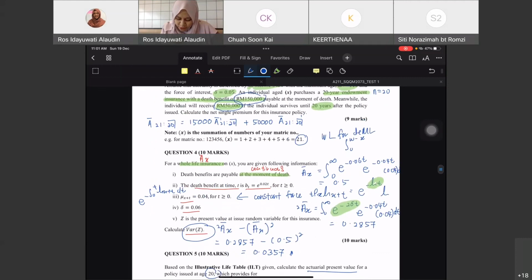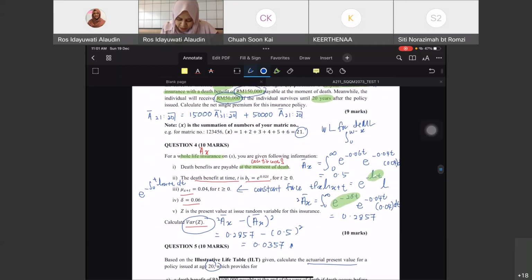I forgot to mention one more thing. You have to put the benefit inside the function because the benefit is not constant. Normally, the benefit is constant, so we put it outside the integration. But now the benefit is not constant and it is a function, so we have to integrate it together. So also here, the benefit must be inside the integration. Okay, sorry.